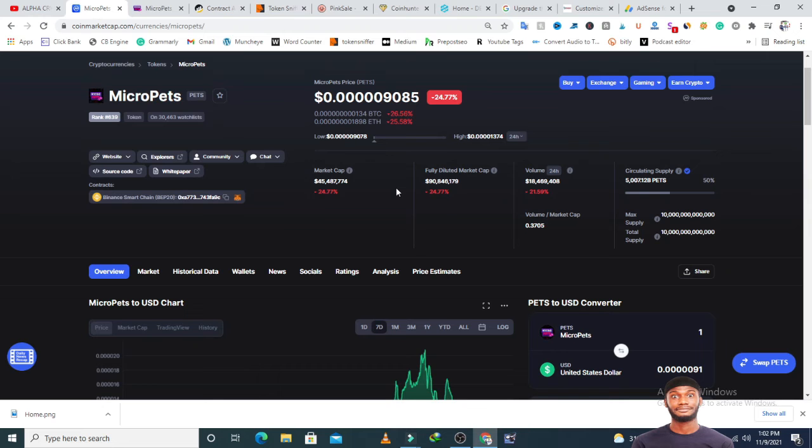There's a market capitalization of over $45 million, although this one actually reduced. If it reduced 20%, maybe the market cap will be like, oh, my mathematics is not that good, I can't be thinking about that now. But basically the fully diluted market cap is $90 million, and the trading volume is over $18 million, which also reduced 20% basically.